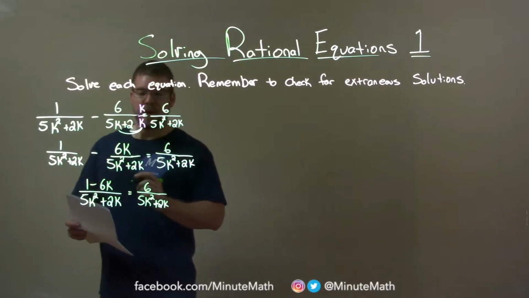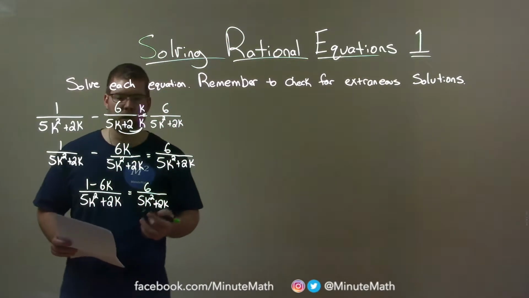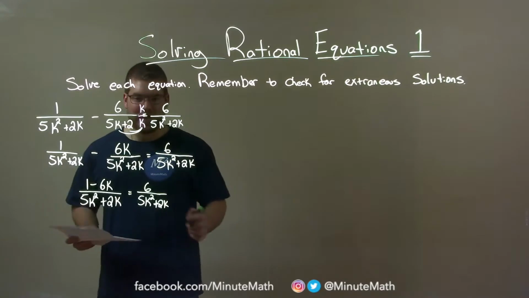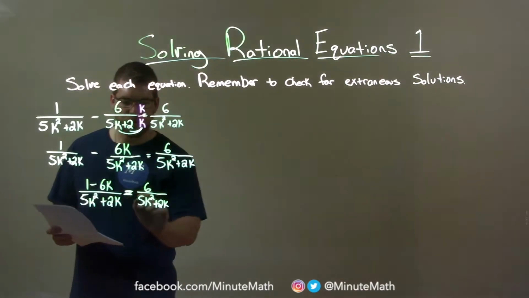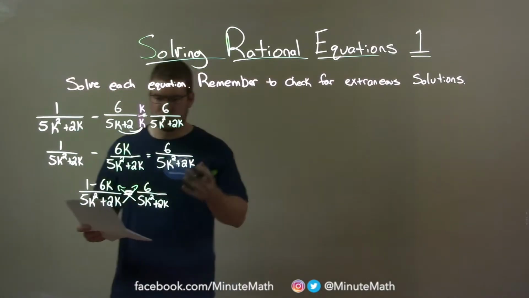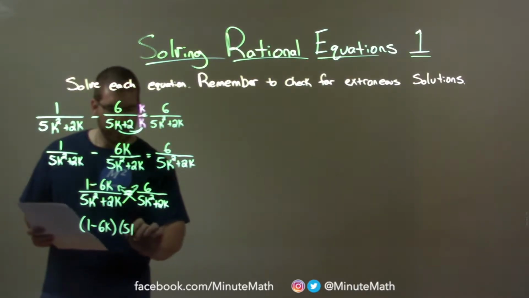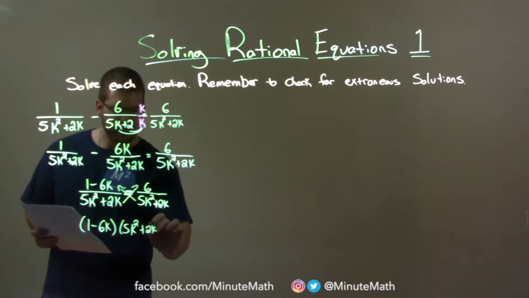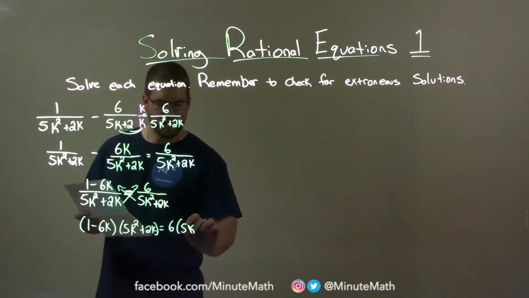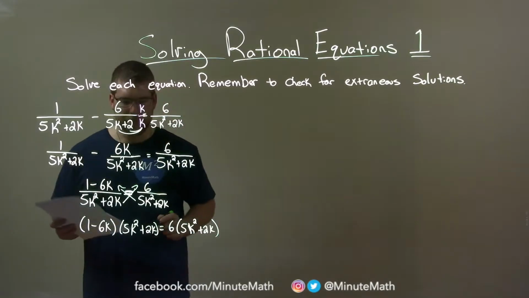Alright. Well, now we can cross multiply. What that's going to do is help us get our final variable by itself. So in doing so, I'm going to cross multiply. But notice the way I do it. I'm not actually going to FOIL or distribute. I'm just going to leave it here as 1 minus 6k times 5k squared plus 2k equals the right hand side, 6 times 5k squared plus 2k.